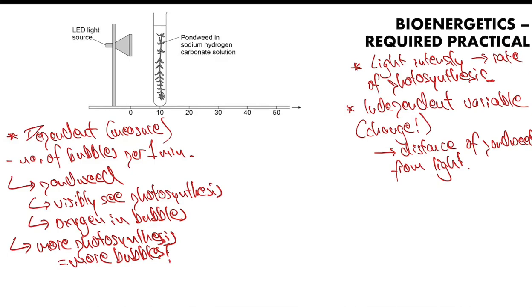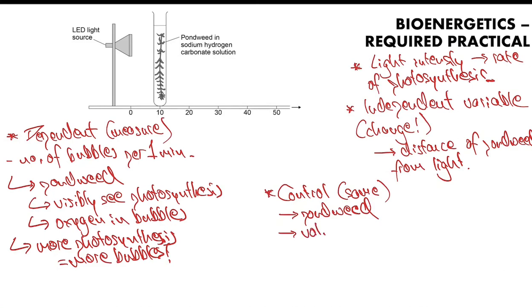And then obviously in any practical, it's also important to bear in mind the control variables, which can be more than one, and these are the things that you keep the same in order to make it a fair test, a valid test, one that you can draw outcomes from. So there are some things to keep the same in this. Obviously the piece of pondweed stays the same, and its photosynthesis rate is measured at different distances.